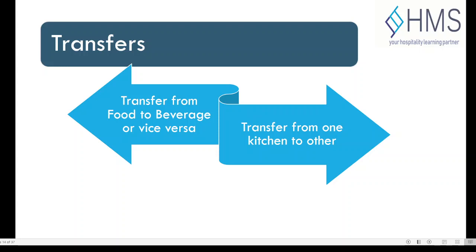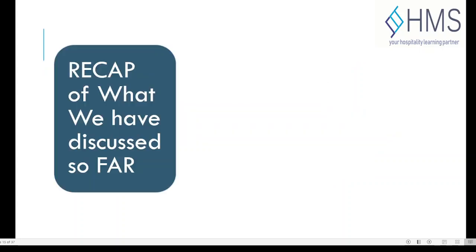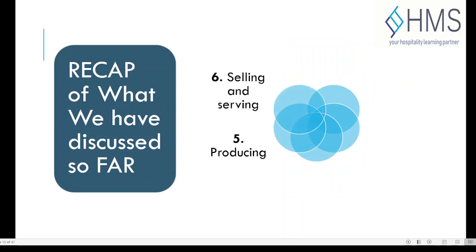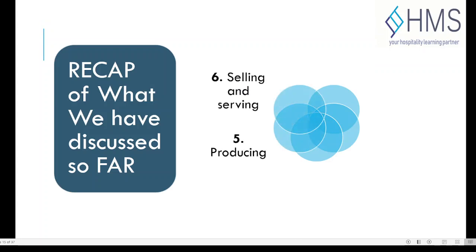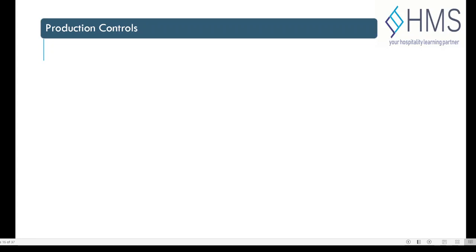So you can still figure out how to do these entries based on the potential food cost report or based on the menu engineering reports. Okay, so we have discussed everything up until now. We are going to discuss the kitchen controls and selling controls, right?